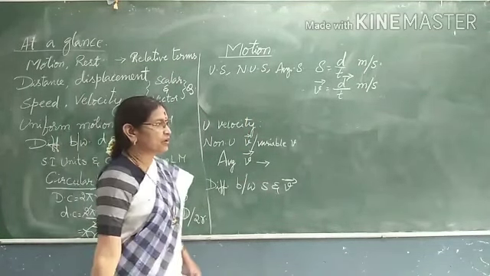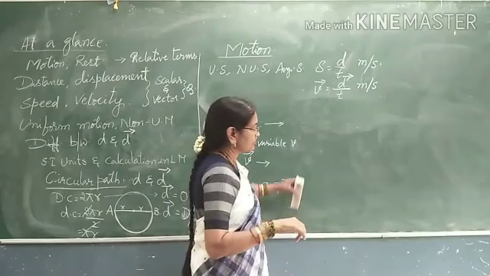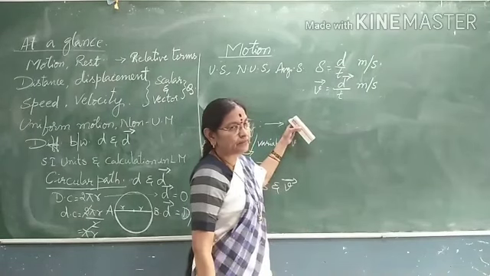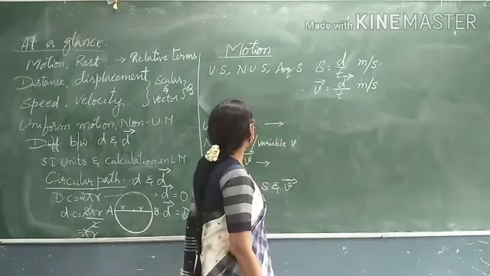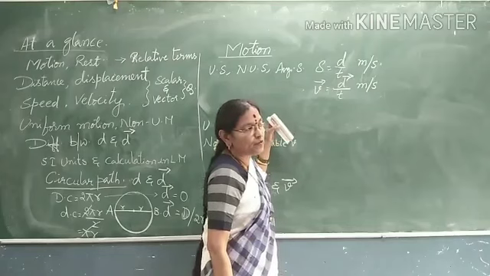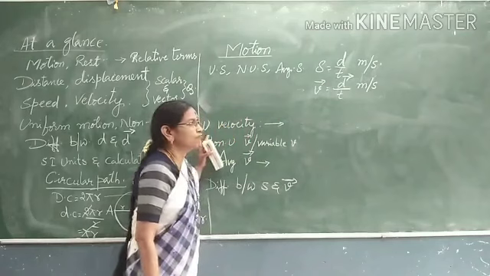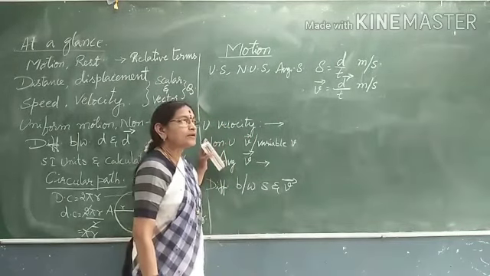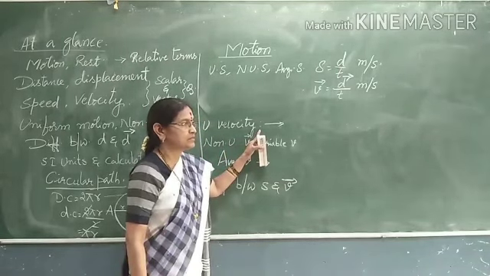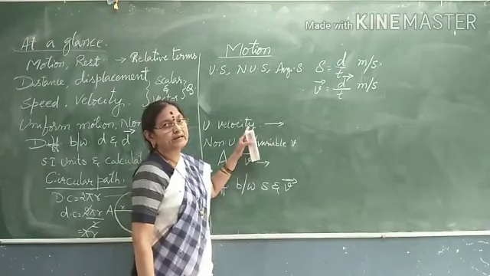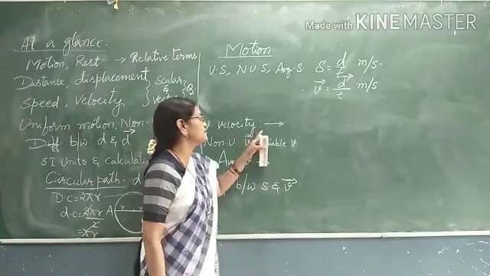Now coming to uniform velocity. What is uniform velocity? When a body is moving in equal intervals of time and displacing equally, then it is called uniform velocity. So whenever a moving object is equally displacing in equal intervals of time, it is called uniform velocity or constant velocity. What will be constant when a body is moving in uniform velocity? Speed will be constant. Constant velocity.